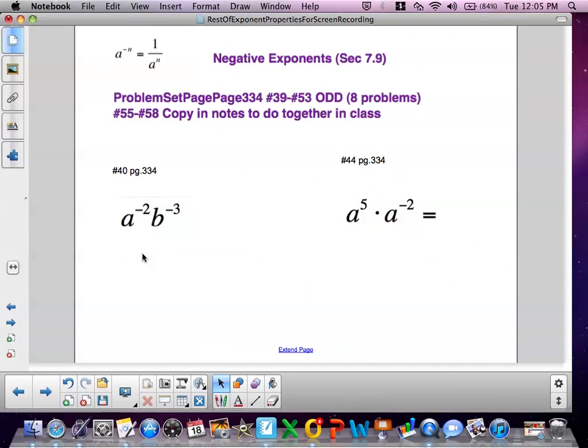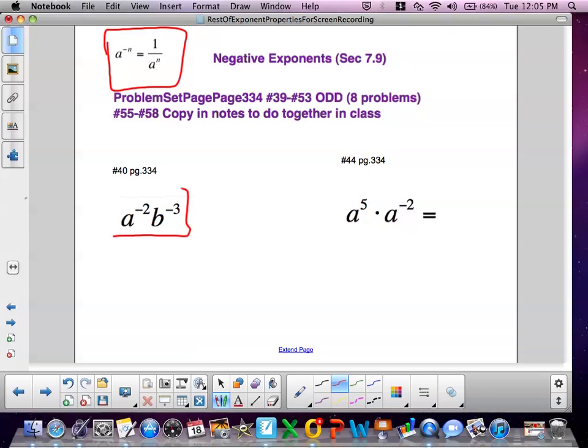Next problem up, just a property to make sure everybody understands, negative exponents. And here's your basic layout of the property. To rewrite it so that the exponent becomes positive, just simply place the base and the exponent on the other side of the fraction bar. And when you do that, the exponent becomes positive. So here's my first problem.